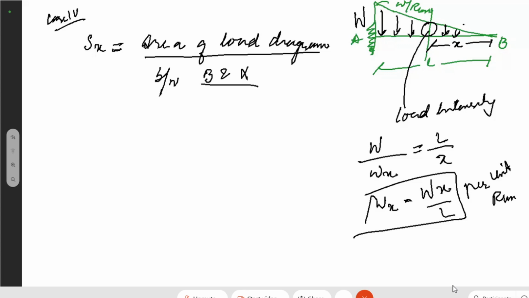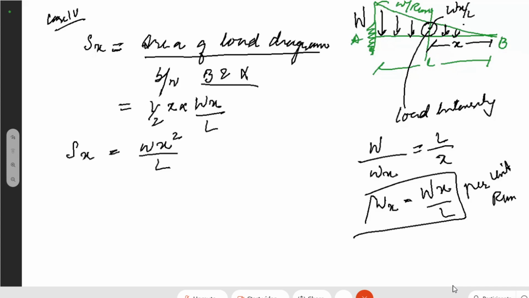We will see what is the area between the two points, and that will be simply equal to half of your base. How much is the base? It's x, into the intensity as the perpendicular distance, and that is Wx by L. Now Wx by L, that is your Wx by L. So you can see that your shear force at any point x will be equal to Wx square by L.